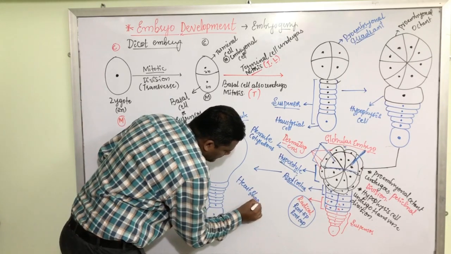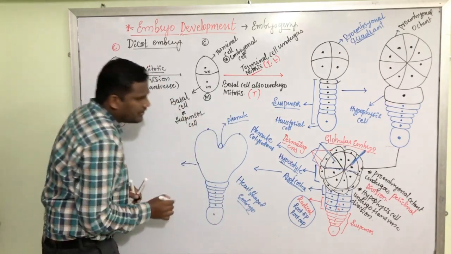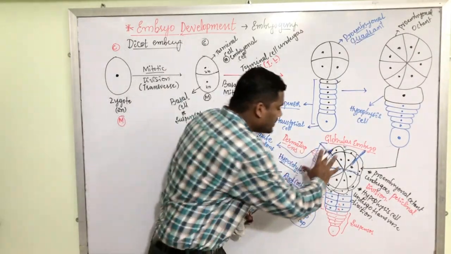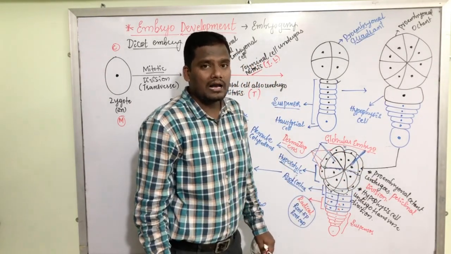Now, after this structure of the embryo, it is called as heart shaped embryo. Heart-shaped embryo, and this is the globular embryo. Why it is called as globular embryo? Because it appears like a globe. That is why it is called as globular embryo.